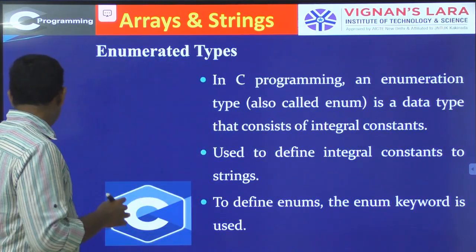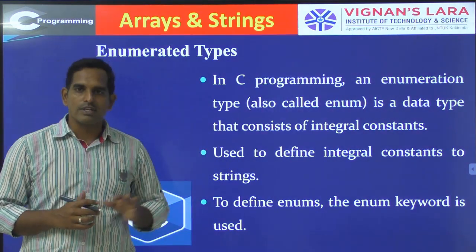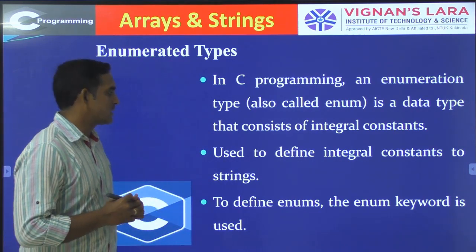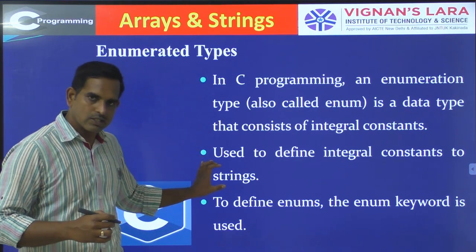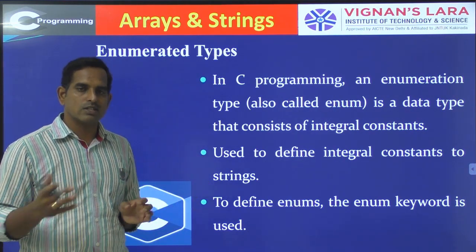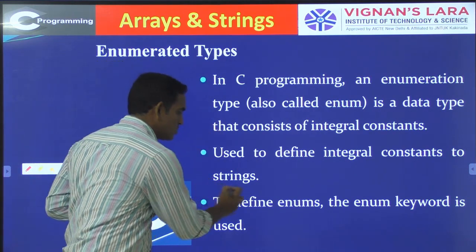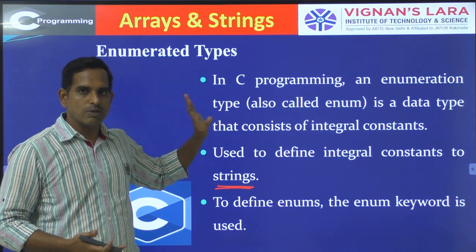In C programming, enumerated types, or enums, are a data type that consists of integral constants. So what are these enumerated types? If you have a set of strings in your program and you want to manipulate them, but instead of working on those strings you want to work on numbers, then you can use enumerated types.